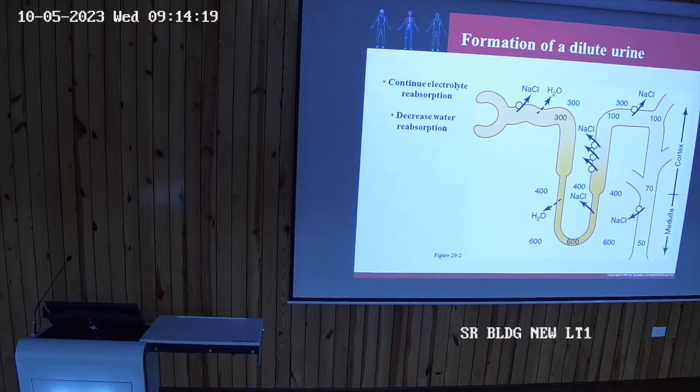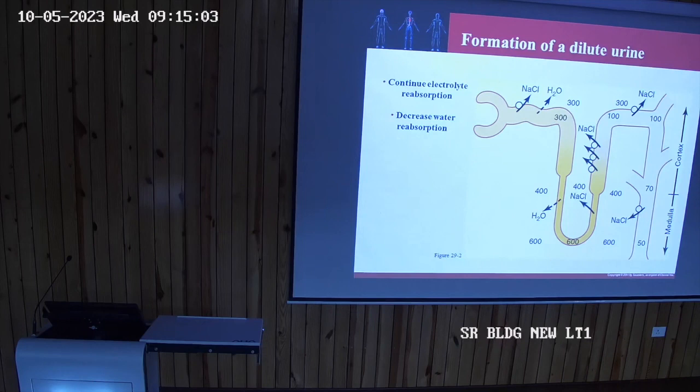The first point is continued electrolyte reabsorption with decreased water reabsorption. The first important site where water reabsorption takes place is the PCT. The later is the collecting tubule under the influence of ADH. If there is a decrease in water reabsorption, automatically the urine will be diluted, as the filtrate has more water content. The two important sites of water reabsorption are the PCT and collecting tubules.